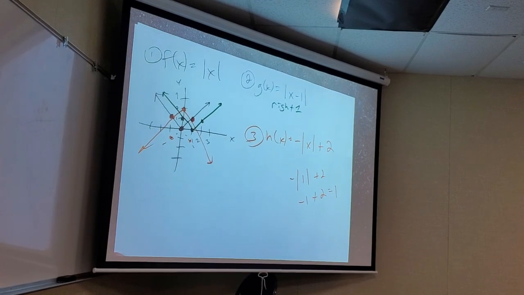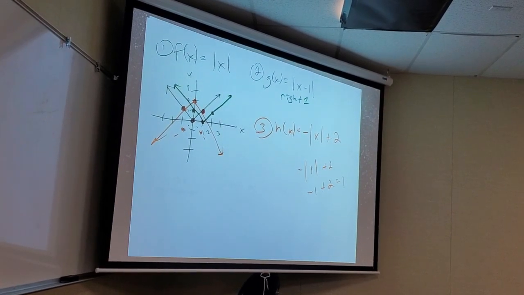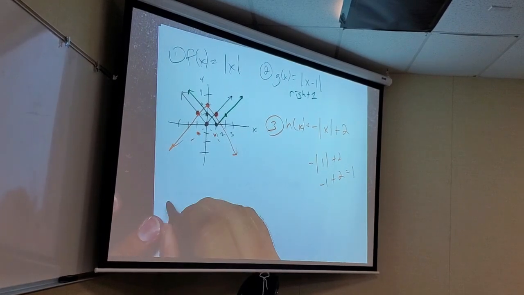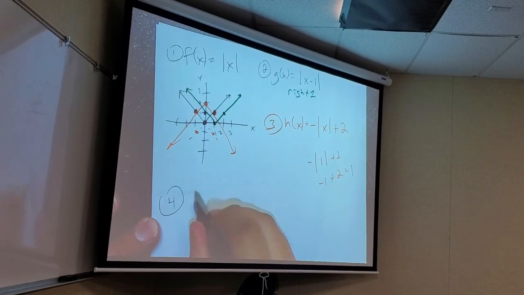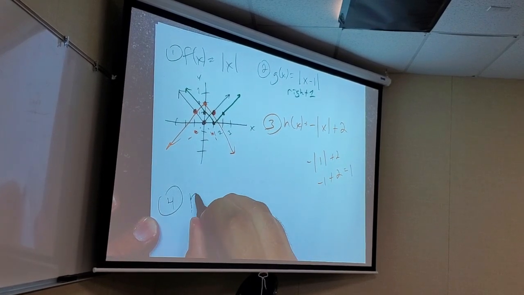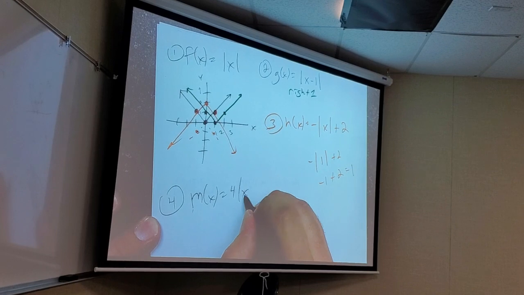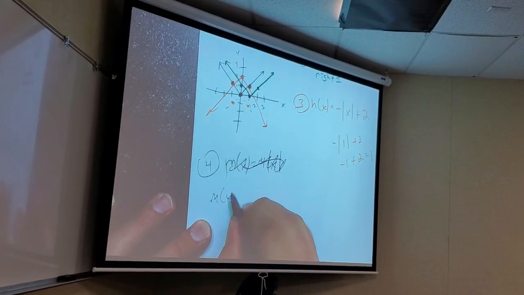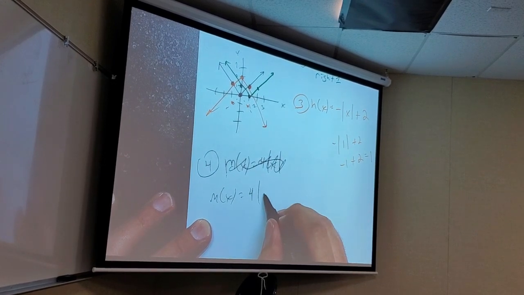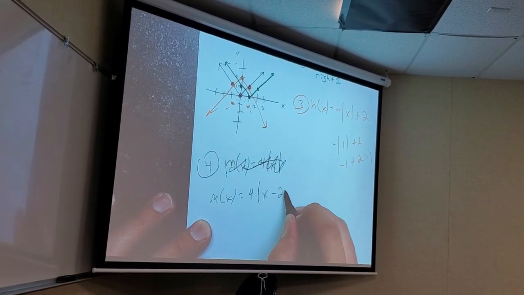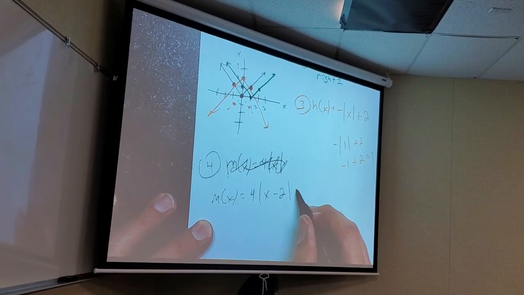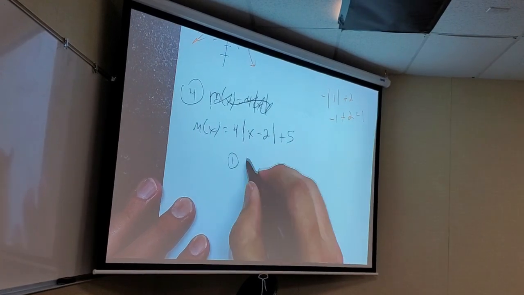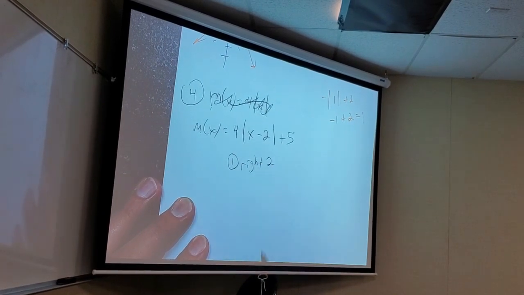Yes? What would you do if you had h of x equals 4 and absolute value... Let's make it m of x. When I searched it up, it says that. Wait, what is it again? Sorry. So it's 4 times the absolute value of x minus 2, and then plus 5. Okay. So what are the transformations? What's this one? It's going to the right. Which transformation do I do last?